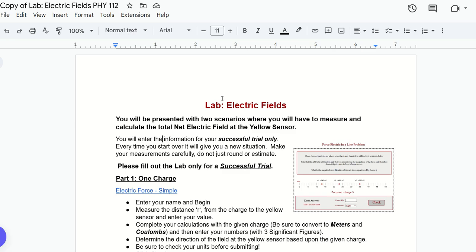So once you open your lab, obviously it gives you some information. And it's really important. It keeps saying only submit a successful trial. So essentially, this program is going to give you a situation, and you're going to have to make some calculations and then enter to see whether you got it right or wrong. Every time you enter it, you have to start over again, and it'll give you a new situation. So please be sure to check your units, check your measurements, check your calculations, because otherwise you'll get a new set of numbers and pretty much start over again.